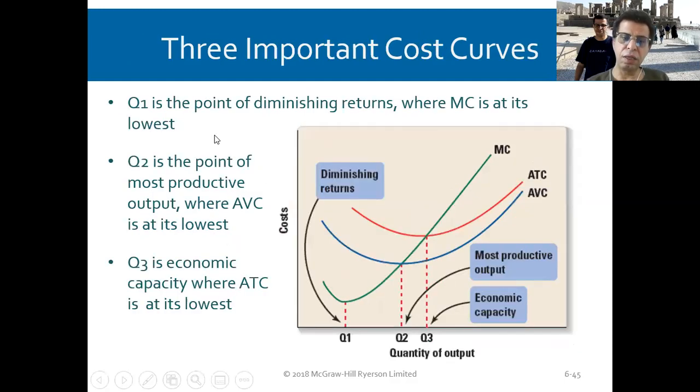Now, when we look at Q1, it is the point of diminishing return, where the MC, marginal cost, is at its lowest. So we said that the diminishing return comes in here and the marginal cost starts increasing. As the marginal cost starts increasing, the point before it is what you call the diminishing return. Now, what you have at Q2, which is the quantity output of Q2, is the point of the most productive output, where the average cost is the lowest.